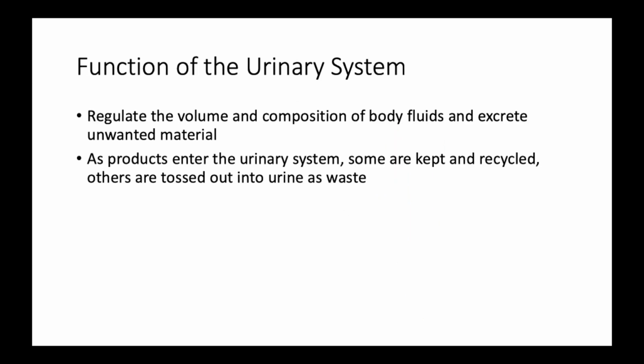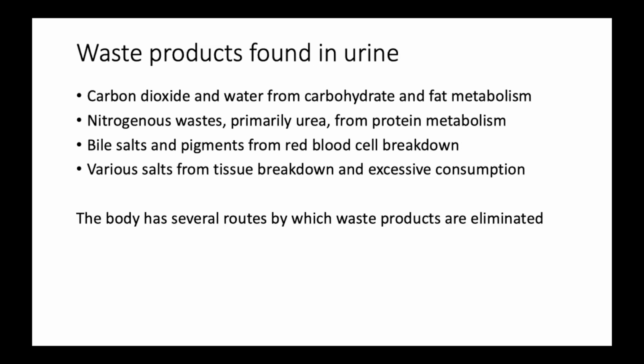The function of the urinary system is to regulate the volume and composition of body fluids and excrete unwanted material. As products enter the urinary system, some are kept and recycled, others are tossed out into the urine as waste products. Waste products found in urine include carbon dioxide and water from carbohydrate and fat metabolism. A lot of it is nitrogenous wastes, such as urea, the predominant nitrogenous waste, which is the result of breakdown and metabolism of protein. There are also bile salts and pigments from red blood cell breakdown, and various salts from tissue breakdown and excessive consumption.